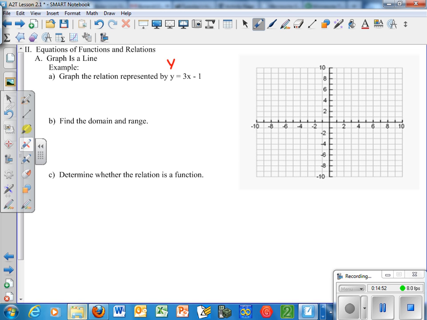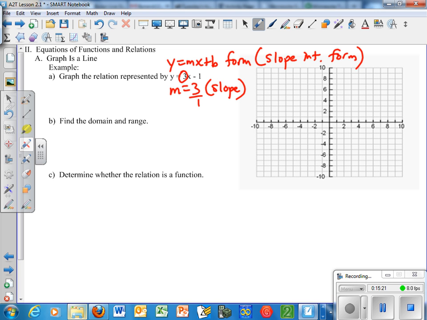If you notice, this is in y equals mx plus b form, which is called slope-intercept form. You've dealt with that a lot over the last couple of years. Remember, in that form, m is your slope. So the slope is 3. M is what's in front of x, so that would be this right here. Now, when we graph it, we probably want that as a fraction, so we can make 3 a fraction by putting it over 1. This is b right here, which is the y-intercept. In this case, it's -1.